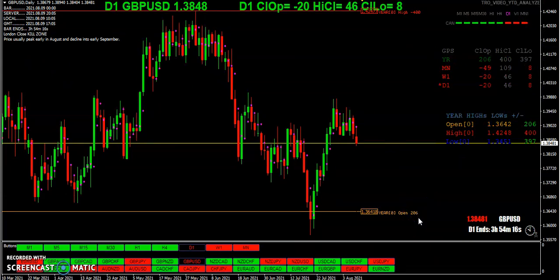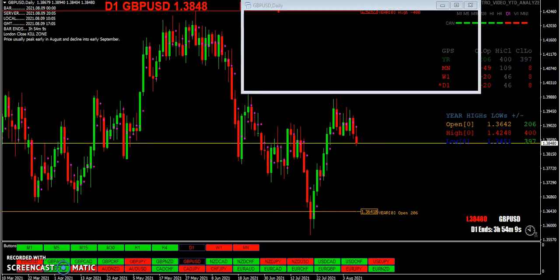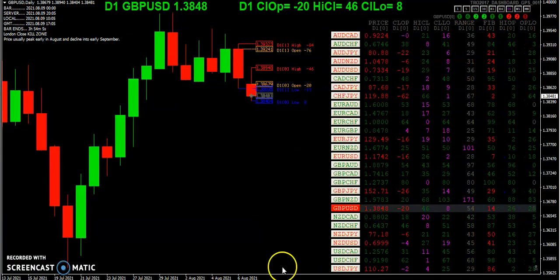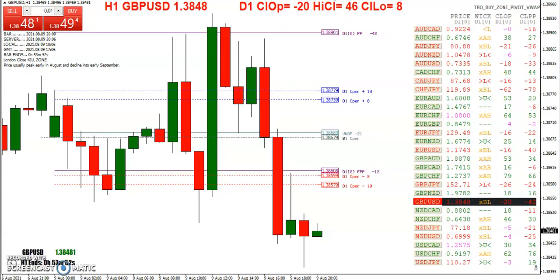206 pips above the yearly open and 400 pips below the yearly high. Once again, looking at the inside bars and the range, only 54 pips on the day. I don't know what's going on. There's something with the currencies that we're just not getting the range. Maybe all the traders are over on the cryptos. I don't know.